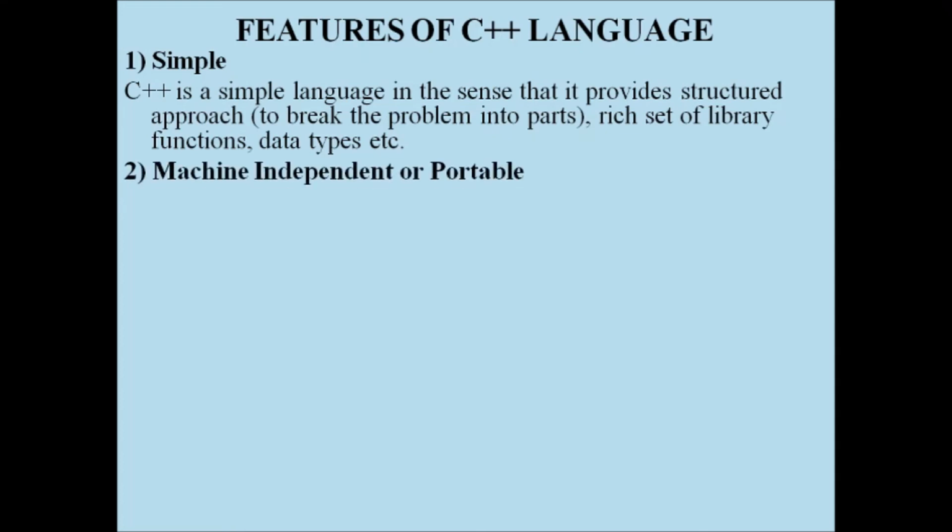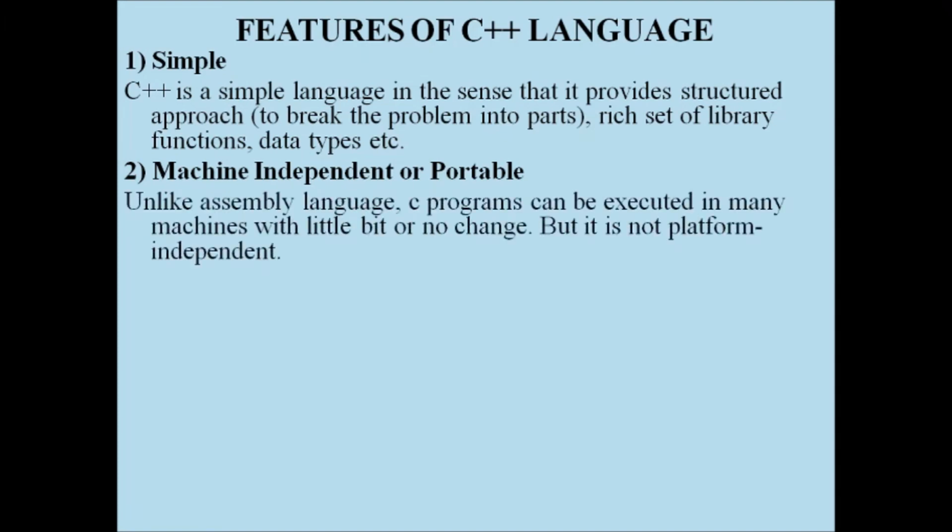That is the first feature. Next one, machine independent or portable. As we said already, machine independent in the sense a program which is developed on one machine can be transferred to another machine. That is called machine independent or portable. But it is not platform independent. Platform independent in the sense a program which is developed in one kind of operating system can be used in another kind of operating system. Here we mean this platform is the operating system.